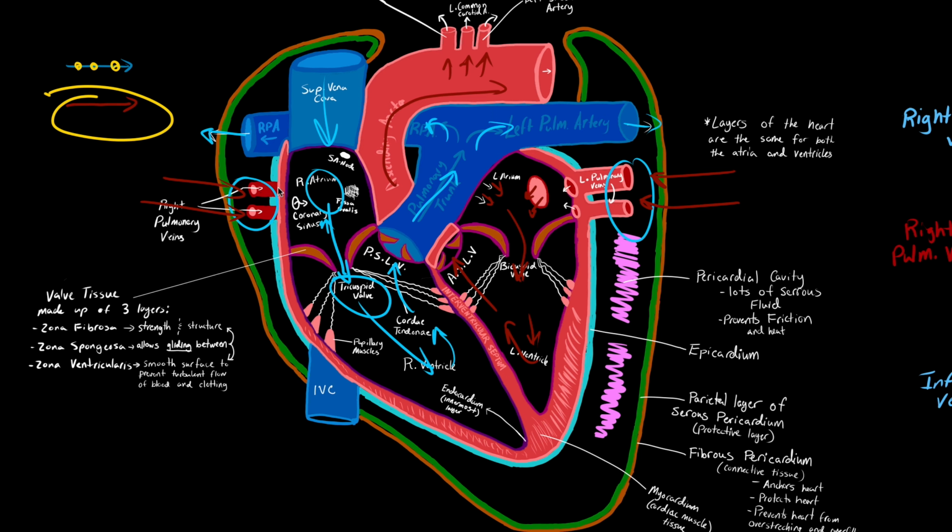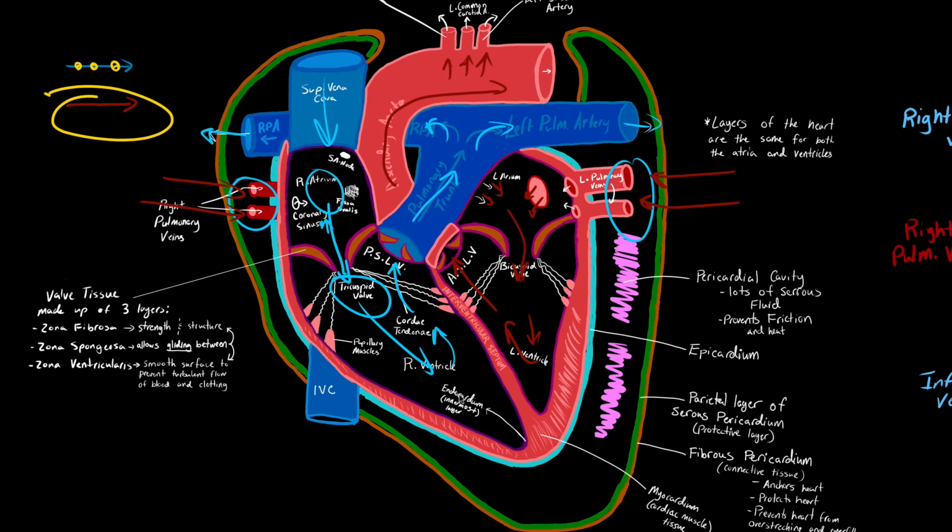So blood flows into the heart via two main veins: the inferior vena cava, which supplies blood from the bottom half of the body, and the superior vena cava, which supplies blood from the upper body, such as the arms, head, chest, all that. And all this blood is going to be collected into the right atrium, where the right atrium will then contract and send blood through the tricuspid valve and into the right ventricle.